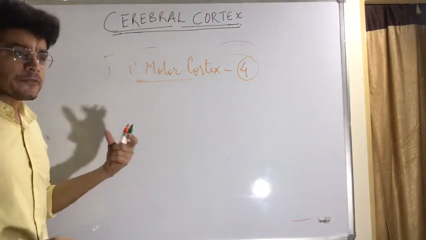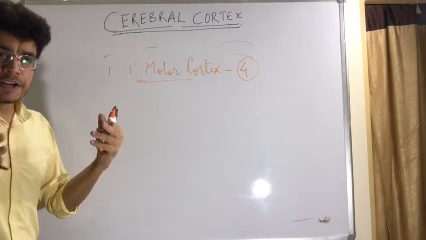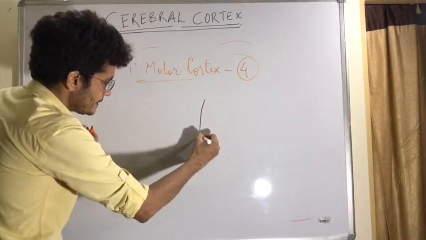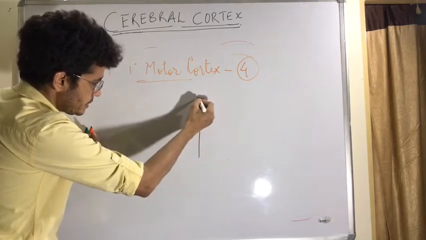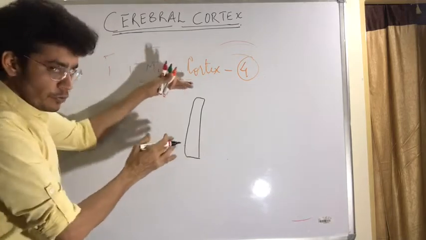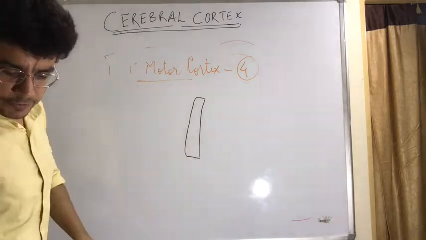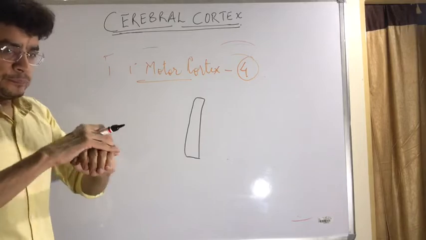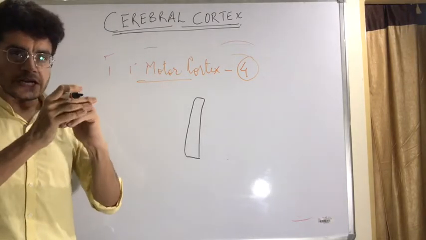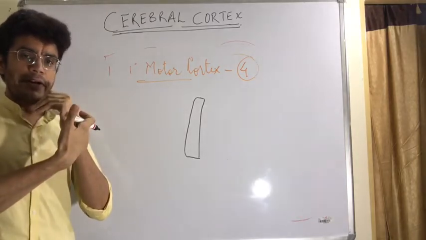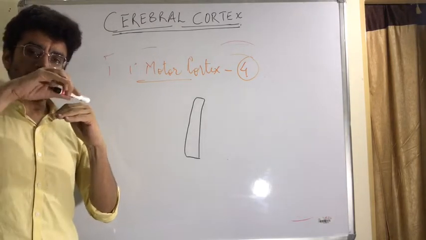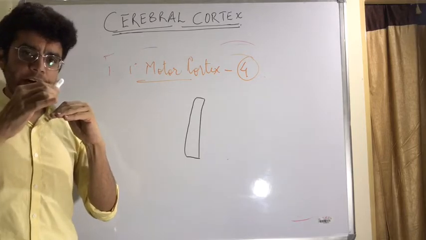There is a topographical representation of our entire body in this area number 4, and this lies just in front of the central sulcus. This is the precentral gyrus, right? If we look at, say, this is the superolateral aspect. Just imagine this part is the cerebral hemisphere. This is the superolateral aspect and this is the medial aspect. So our body is represented upside down, the motor map of our entire body.